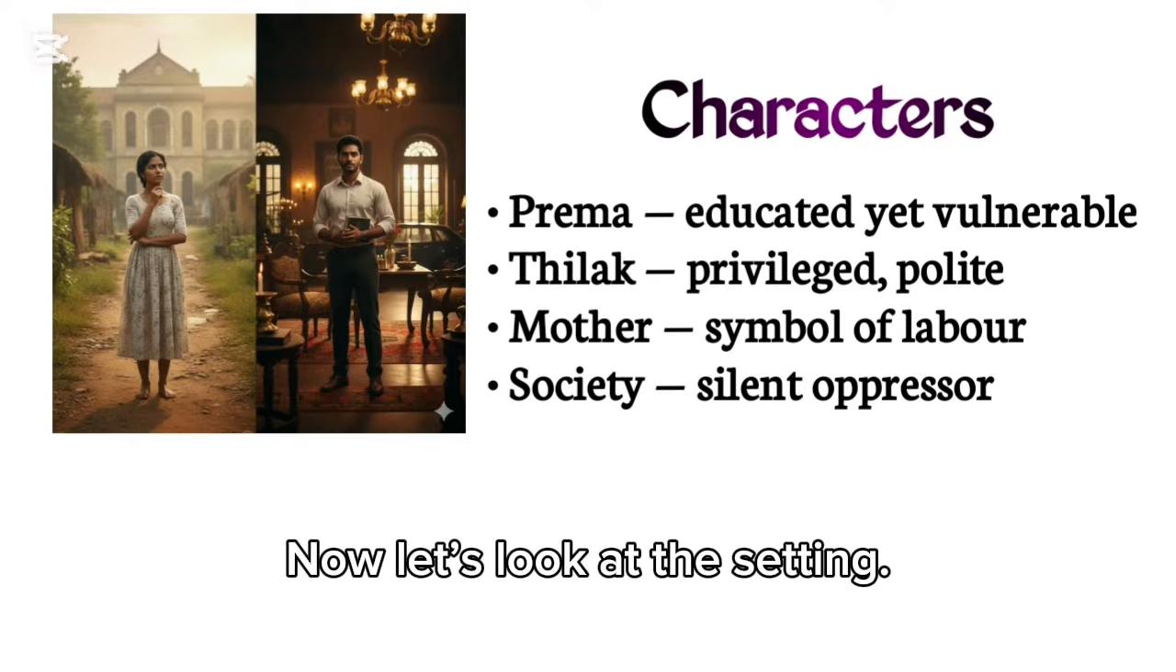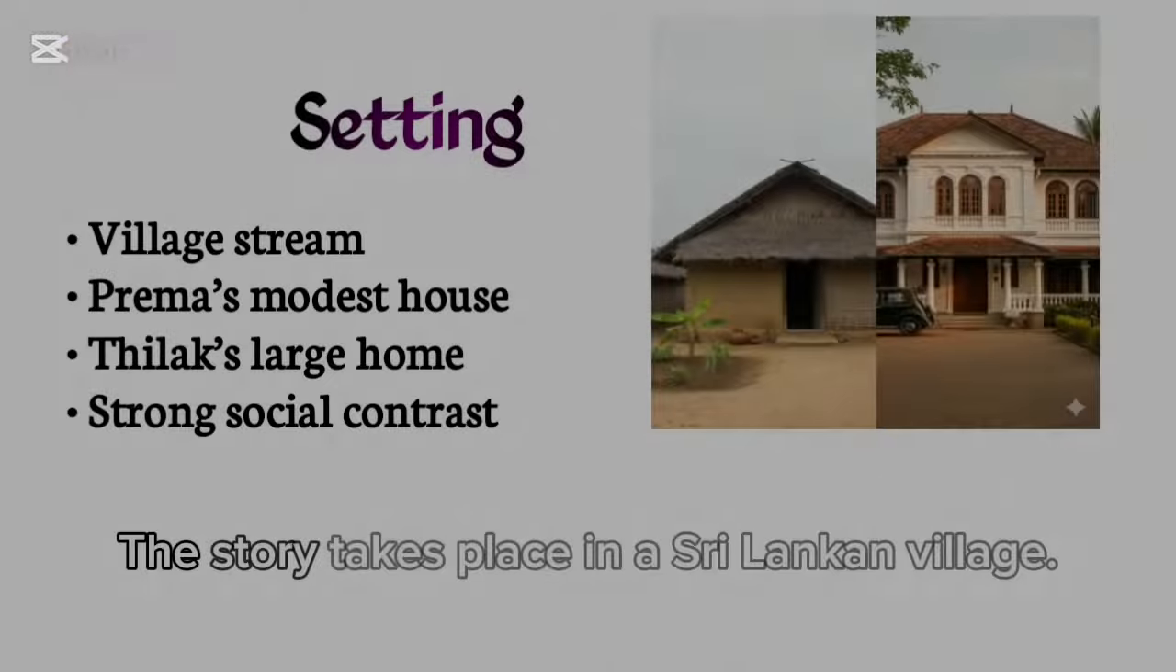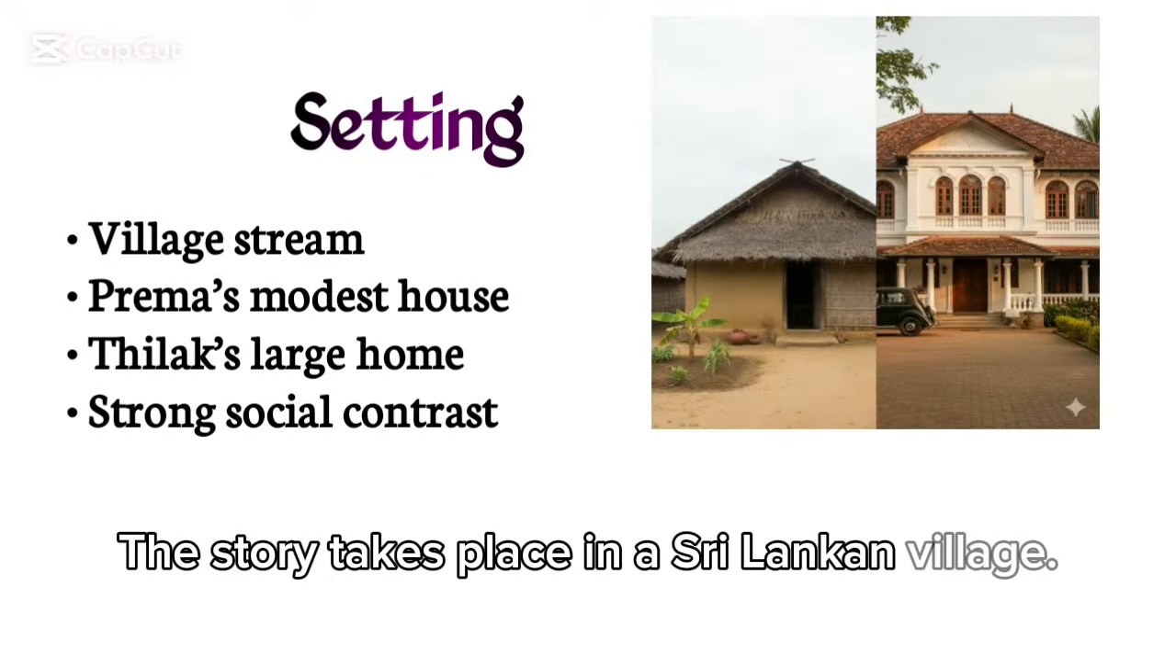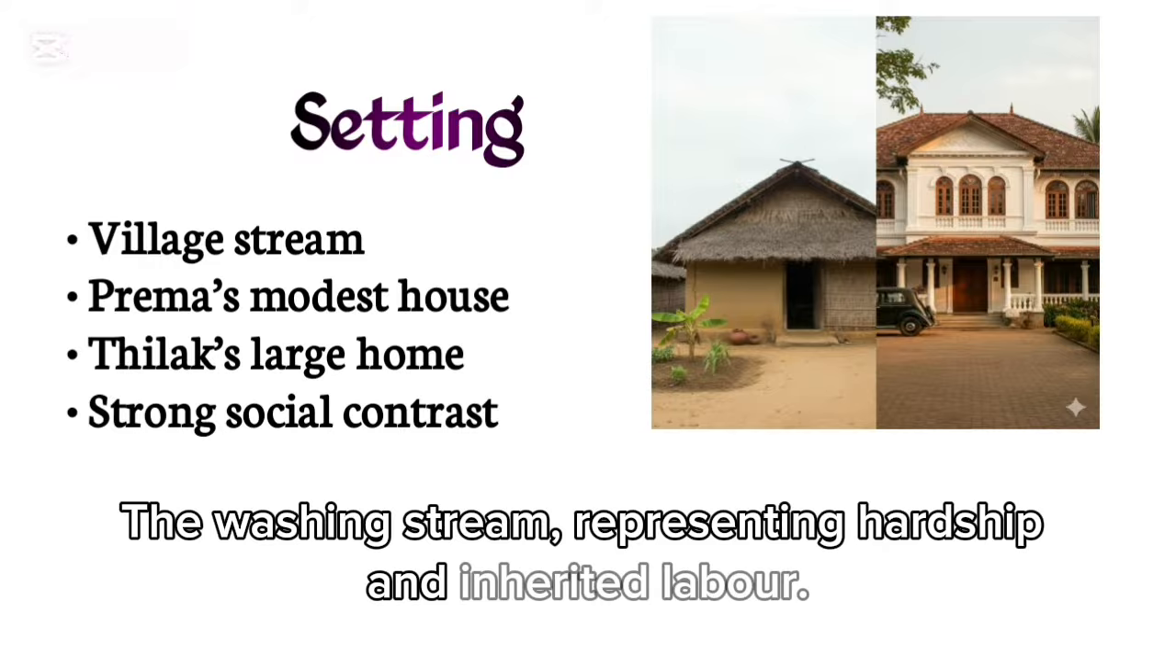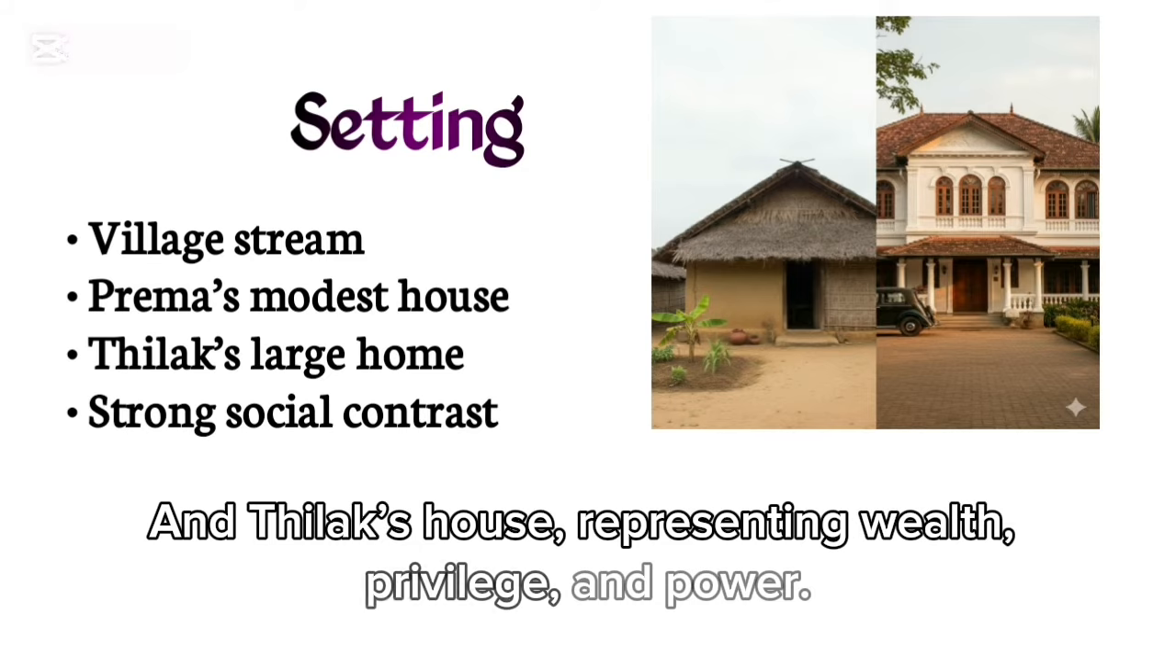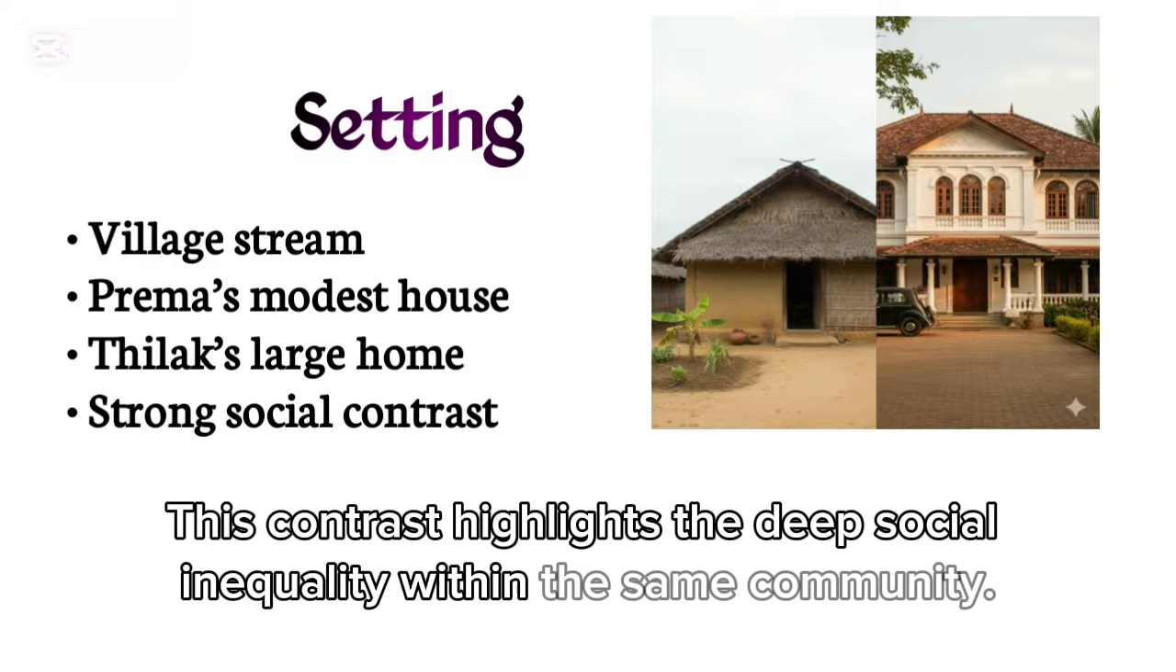Now let's look at the setting. The story takes place in a Sri Lankan village. 2 settings are especially important. The washing stream, representing hardship and inherited labor, and Thilak's house, representing wealth, privilege, and power. This contrast highlights the deep social inequality within the same community.